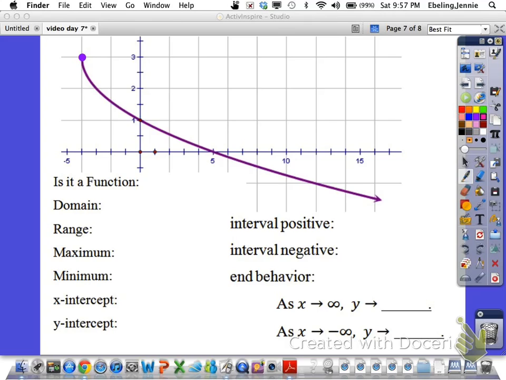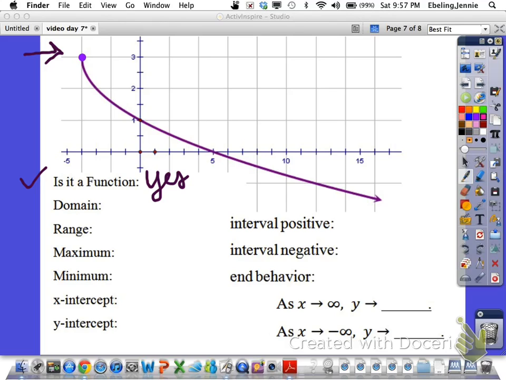is this a function? It starts right here, and then it curves towards the bottom and then keeps going. Is this a function? Does it pass the vertical line test? Yes.